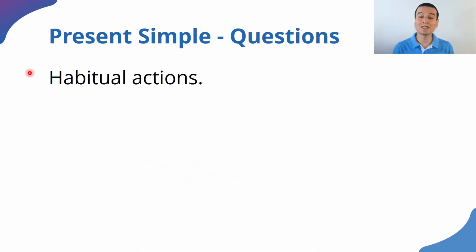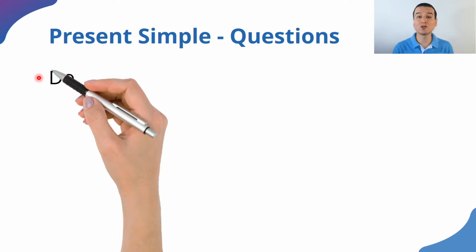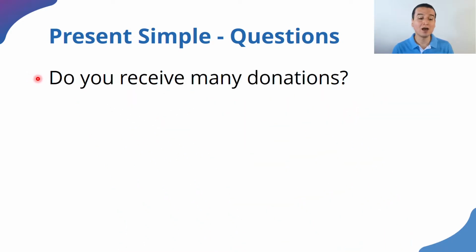The present simple is a verb tense that we use to describe habitual actions, actions that happen regularly, ordinarily in our lives or in the world. All right? Remember that, please. And sometimes we need to ask about such actions. And for that, we're going to use the question structure of the present simple. I have some questions for you here.